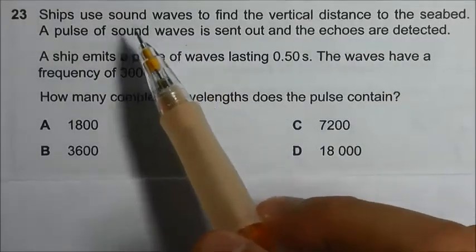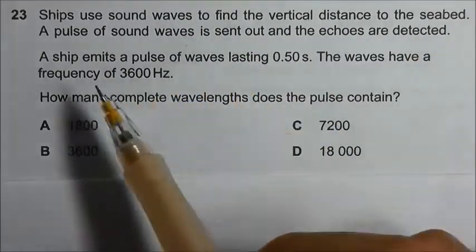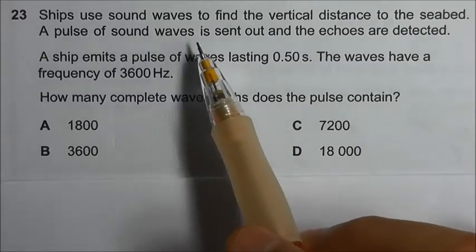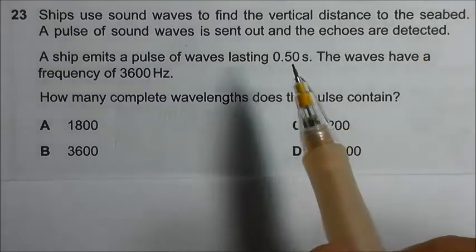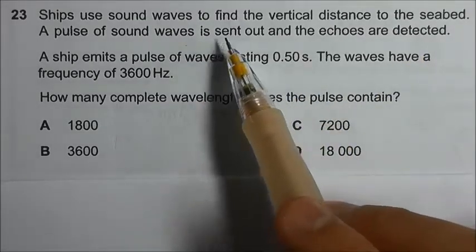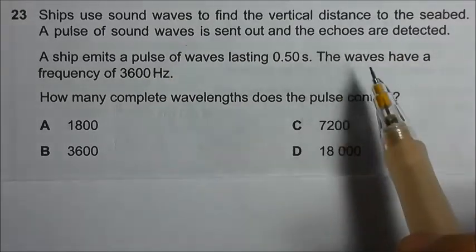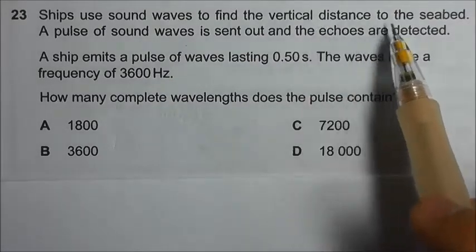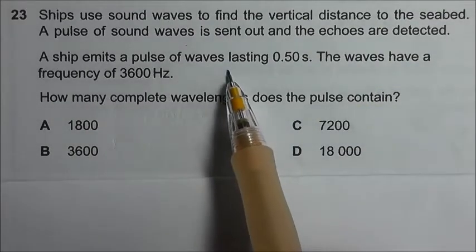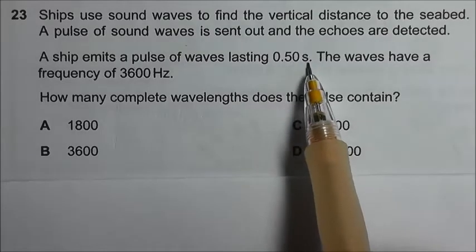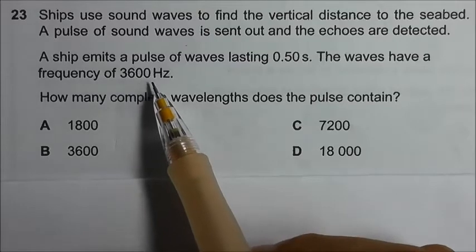Ships use sound waves to find the vertical distance to the seabed. So what is done is that a pulse of sound waves is sent out and the echoes are detected, and based on the time difference between the sending out of the sound waves and the detection of the echoes, we can calculate the vertical distance to the seabed. Okay, a ship emits a pulse of waves lasting 0.5 seconds, and the waves have a frequency of 3600 Hz.